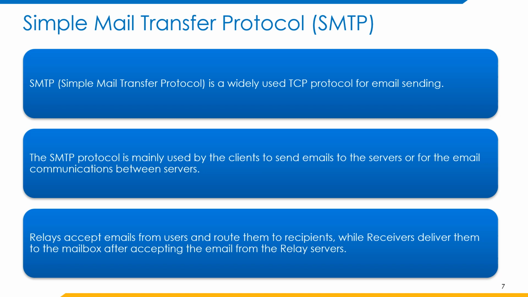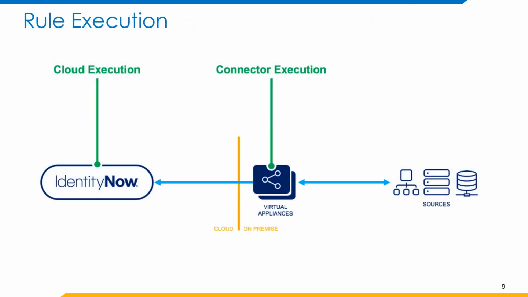Let's discuss the process. The SMTP client will connect to the SMTP server. The email is transferred using the connection. Coming to the next slide, let's discuss rule execution. It can be done in two primary places: cloud execution and connector execution. Cloud execution: these rules are executed in the IDN multi-tenant cloud. Connector execution: these rules are executed on the on-premise IDN virtual appliance.